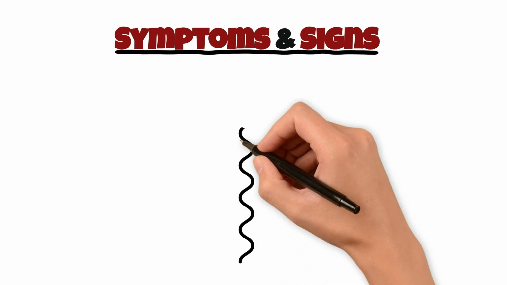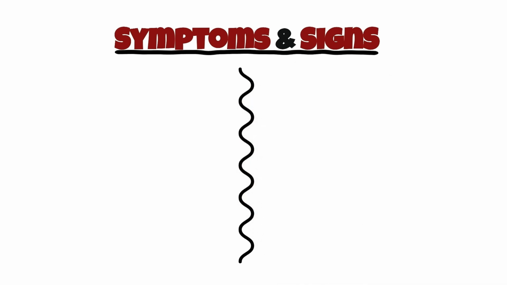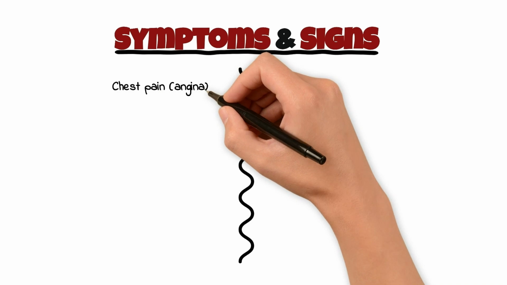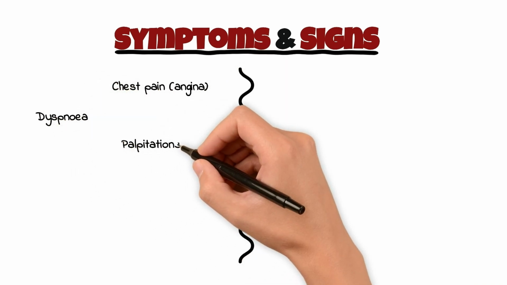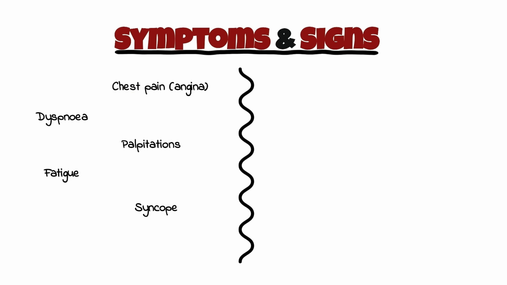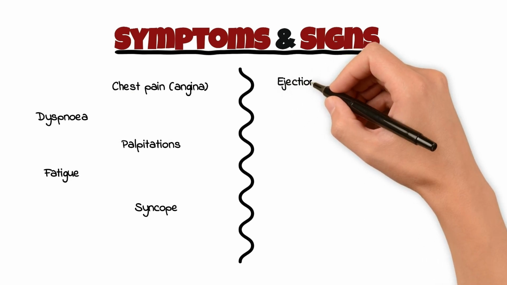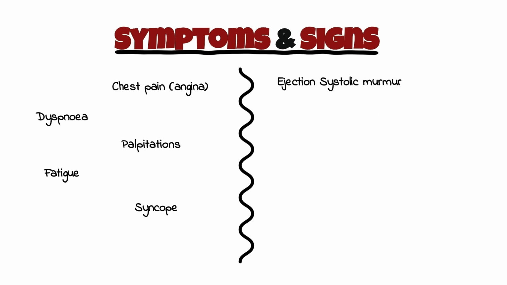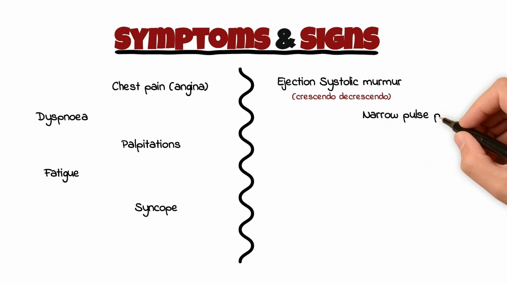Not all patients are symptomatic. Common symptoms when present include chest pain, dyspnea, palpitations, fatigue, and syncope. Signs. On auscultation, an ejection systolic crescendo-decrescendo murmur is best heard at the right upper sternal border, which radiates to the carotid arteries. There may be a narrow pulse pressure.